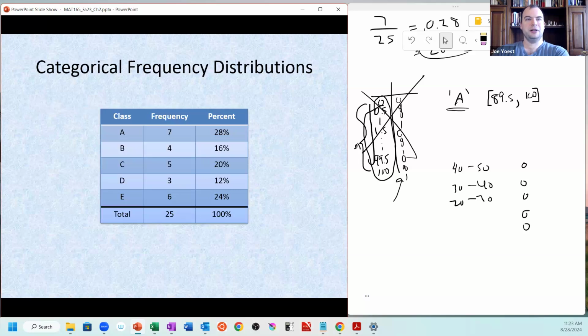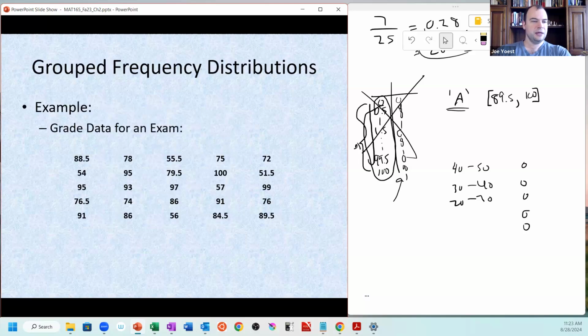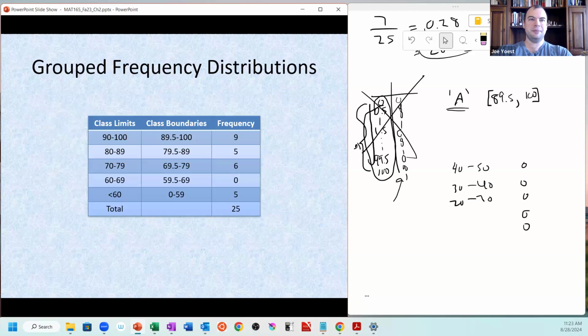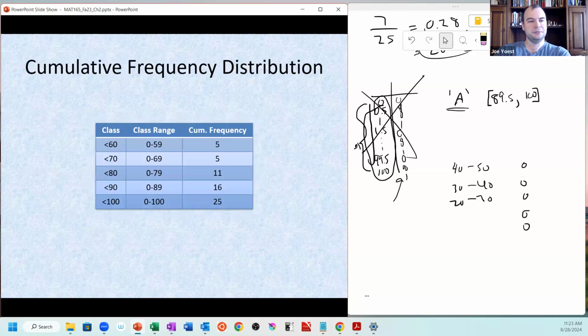Each data point is counted exactly one time in exactly one bin. Same here. Even though we've grouped them together, we've done it carefully so there's no overlap and no data point that's missed. 89.5 to 100, 79.5 to 89. So if it's 89, it goes into the second bin. If it's 89.5, it goes into the first bin. Each data point is counted exactly one time in exactly one of these bins.